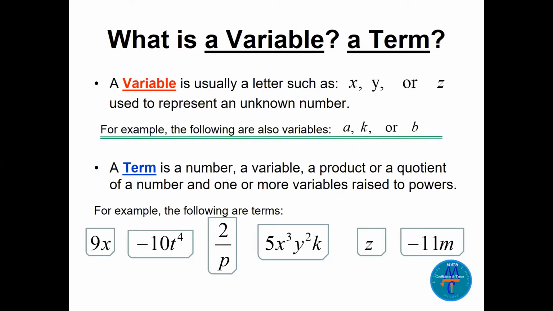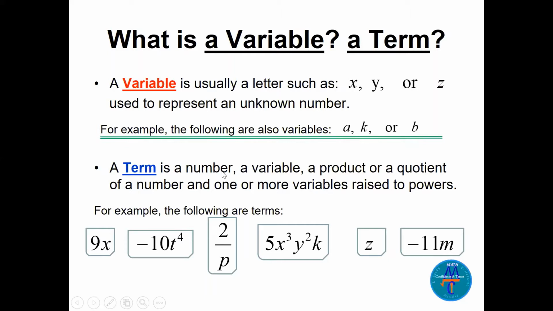What is a variable? What is a term? Variable, just from the name, it's a letter such as X or Y or Z, or sometimes you can use A or B or K, any letter we can use to represent an unknown. So unknown is variable. When we say X, we don't know if X is positive, negative, a fraction, 0 or something. We say variable.